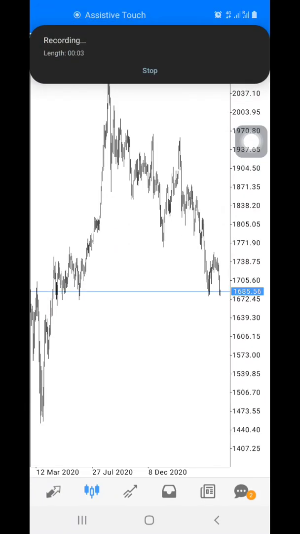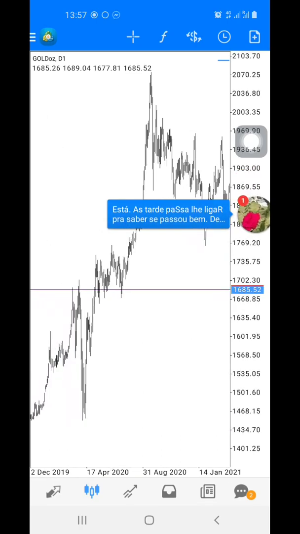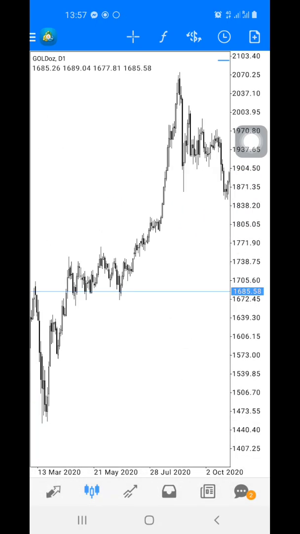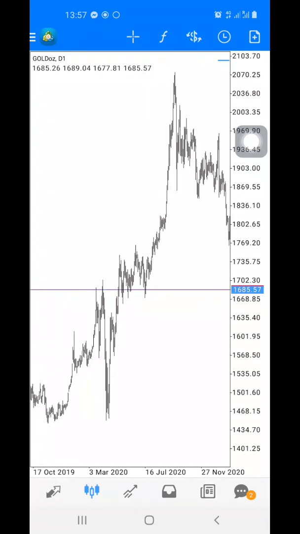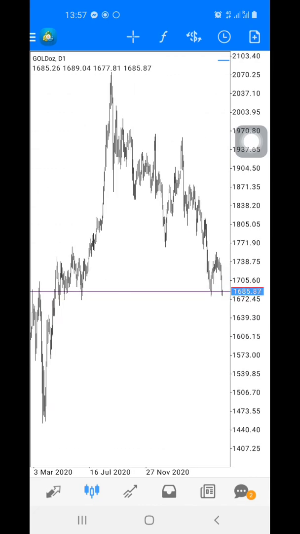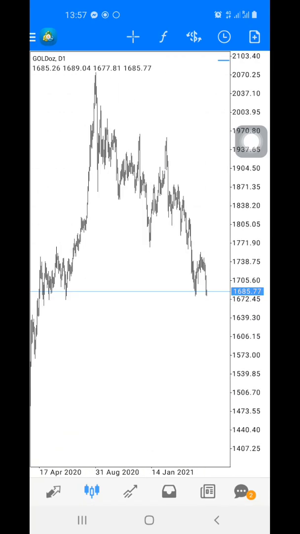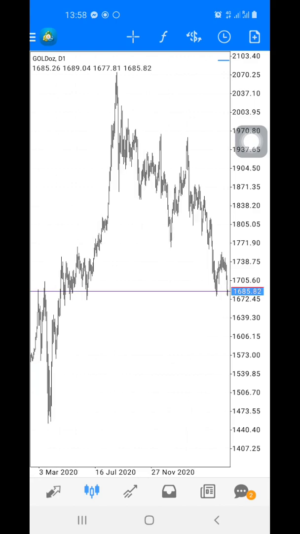Let's take a look at gold. Gold is currently at the price of $1,685.50. What's going to happen next? Is gold going to drop to the lowest point that we can see here on the chart, or is it going to go up from there? Well, we can never be too sure, so we need to analyze.